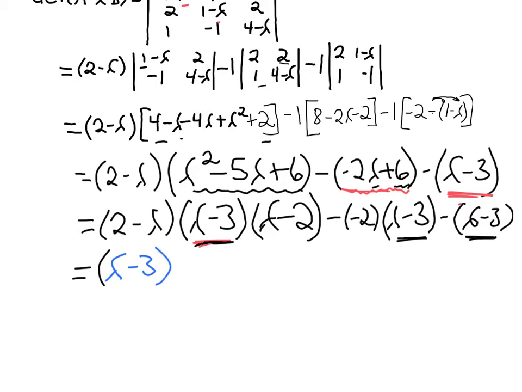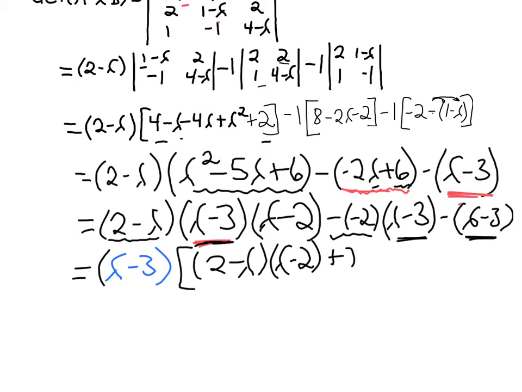Lambda minus 3 comes out, and let's see what's left. In the first part, I have 2 minus lambda times lambda minus 2. In the second part here, I have plus 2. And in the last part here, I just have a minus 1, because we factored out that lambda minus 3. And so now the characteristic polynomial looks like this. Lambda minus 3.